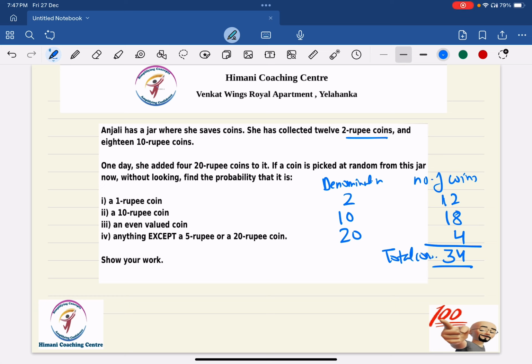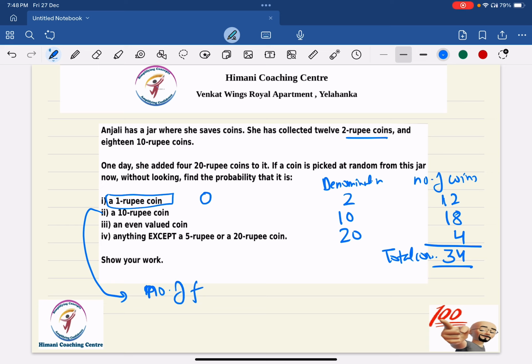Now the first question is to find the probability that it is a 1 rupee coin. How many 1 rupee coins are there? 0. So the probability is going to be 0. You just have to say there are no 1 rupee coins and hence the probability of a 1 rupee coin is 0.